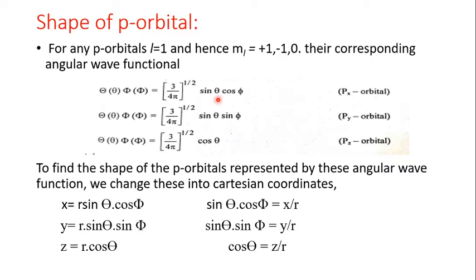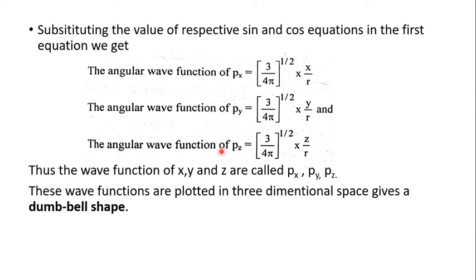So to find this, I have converted them into x, y, z. We know that sin theta cos phi is x upon r, sin theta sin phi is y upon r, and cos theta is z upon r. Now when we substitute, the angular wave function for x, denoted by px, is 3 upon 4 pi raised to 1 by 2 into x upon r. For py, it is 3 upon 4 pi raised to 1 by 2 into y upon r, and for pz, it is 3 upon 4 pi raised to 1 by 2 into z upon r.